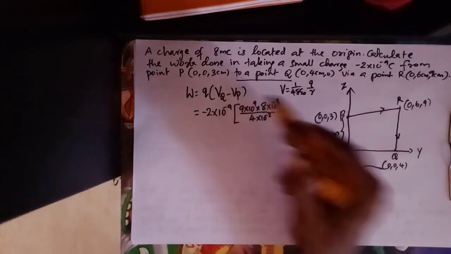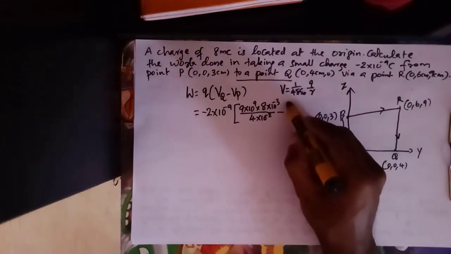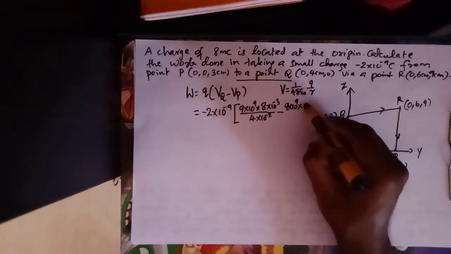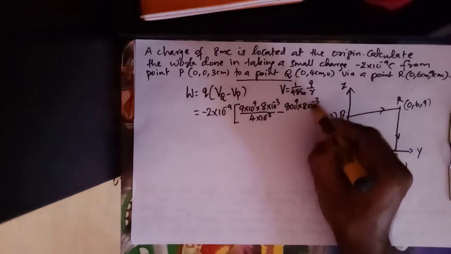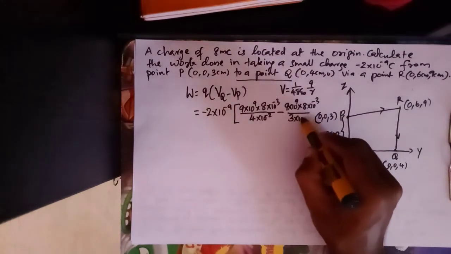Minus VP. This is the point P. Potential due to this charge at point P is again a similar equation: 9 into 10 raised to 9, the charge is the same, 8 into 10 raised to minus 3, divided by the distance to this point, 3 centimeters, which is 3 into 10 raised to minus 2.